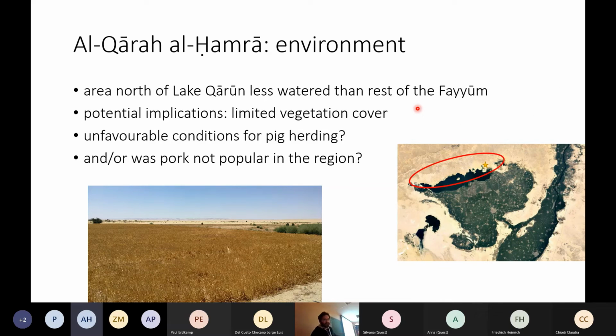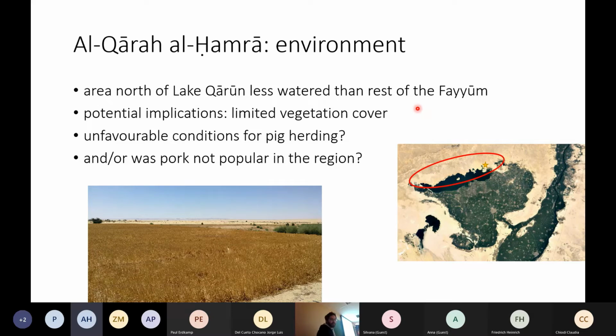Now, with this in mind, moving back to Al-Kharal, we know more or less what the environment was north of Lake Karun. In relative terms, it would have been more arid than other parts of the depression. And the potential implication regarding vegetation cover is clear. It may have been much more reduced. And so perhaps the conditions were unfavorable for pig herding.